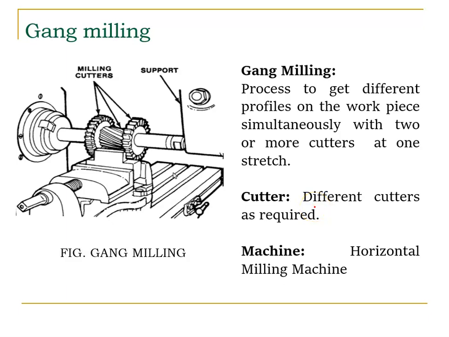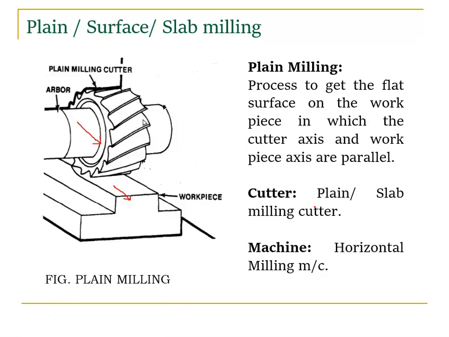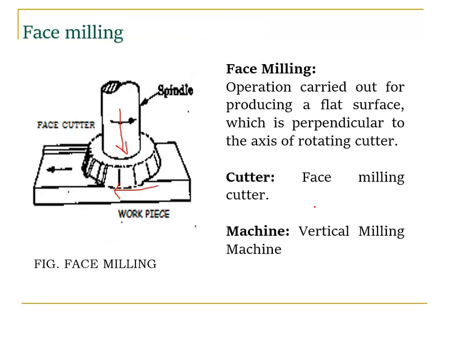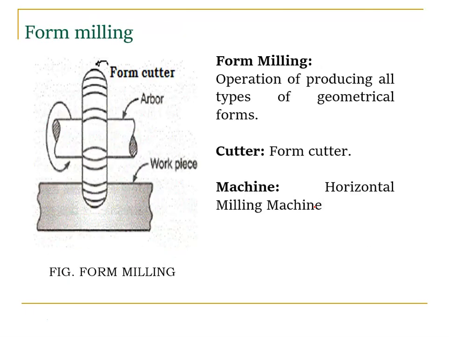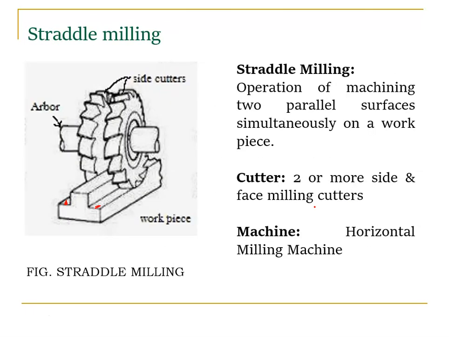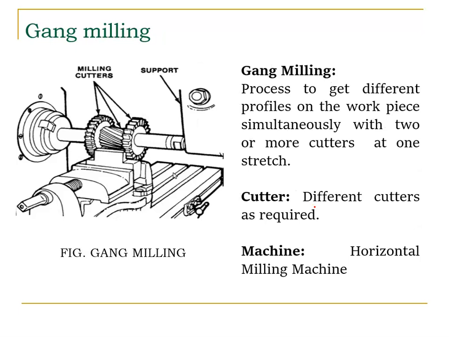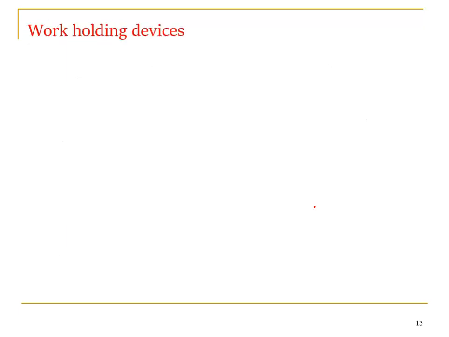So these are the 8 operations we can perform with the help of milling machines, right? So the first one is plane or slab milling or surface milling. This one is face milling. This one is end milling, slot milling, angular milling, form milling, straddle and gang milling. So these 8 operations we can perform. Generally it is to get a flat surface, right? So we produce a flat surface.